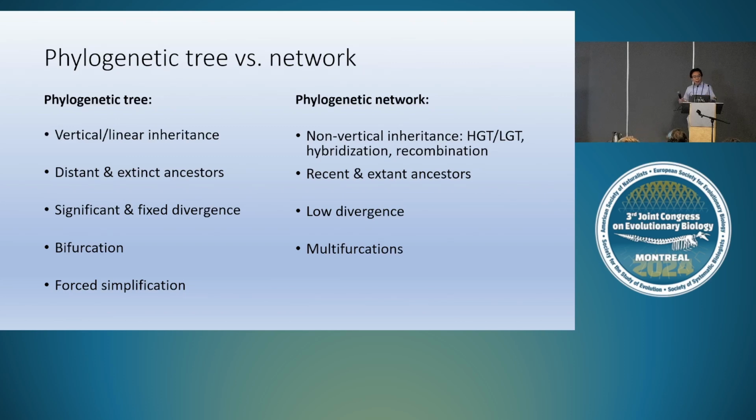Bifurcation, again, is ideal for a phylogenetic tree, okay? But for a network, you don't need that. You can have multifurcations. One ancestor can give rise to very different descendant lineages. So with a phylogenetic tree, sometimes we actually force everything into a tree. In many cases, it may be just a simplification of our data set. So I would argue that a network is more realistic and inclusive, because you do not need to force everything into a bifurcating tree. Just let the data show how they relate to each other, okay?